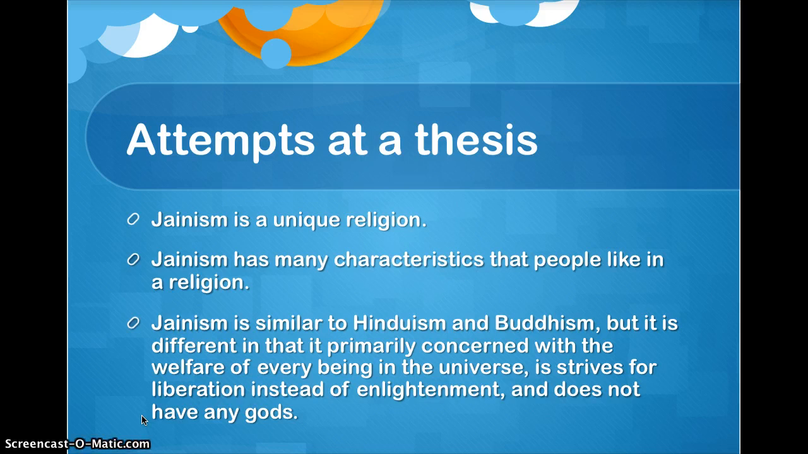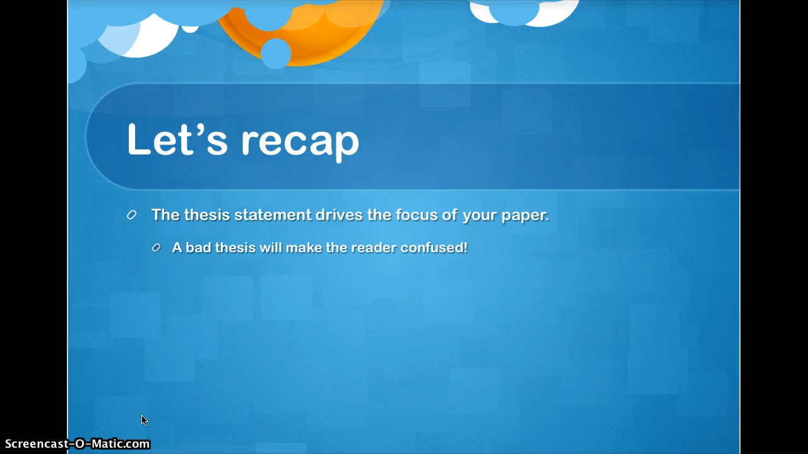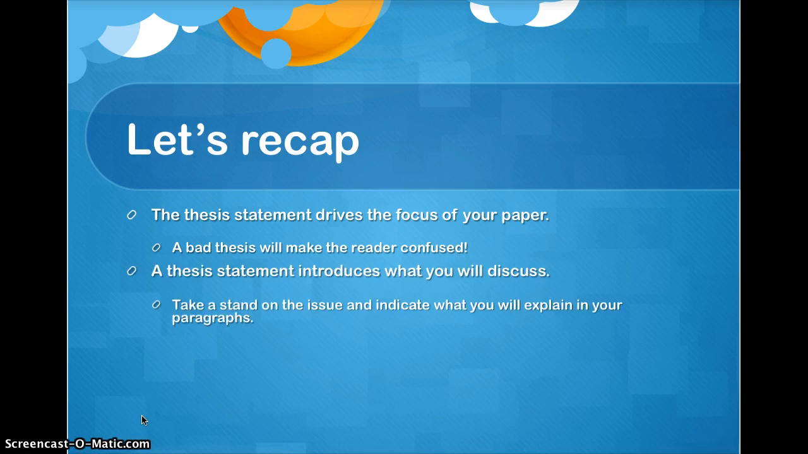So I'm giving my paper a very specific focus, and I'm not going to talk about anything other than that because it doesn't fit in my thesis. So let's recap. A thesis statement is what drives the focus of your paper. If your thesis doesn't include it, it shouldn't be in your paper. And a bad thesis will make the reader very confused. Just like if I said Jainism is a unique religion, the reader doesn't know what I'm talking about. They don't know what I'm going to describe, and that frustrates some people, so you need to eliminate confusion.